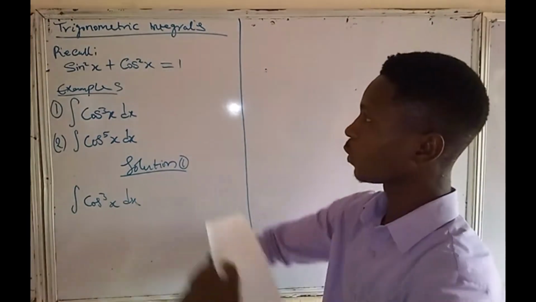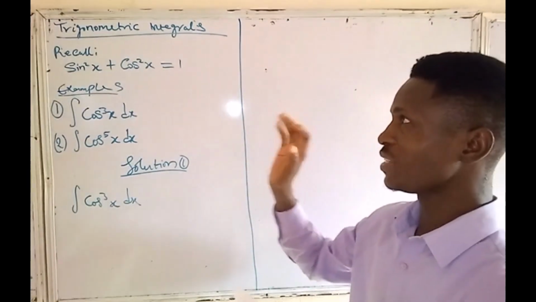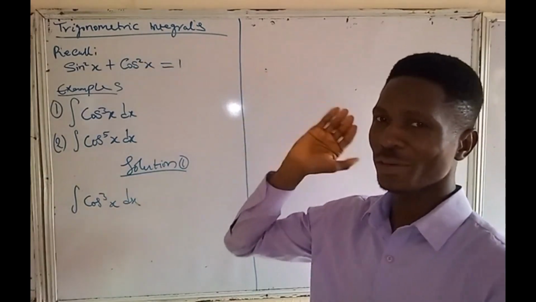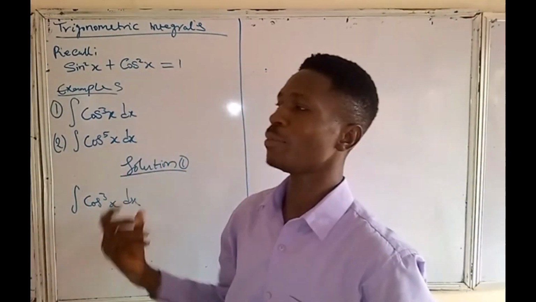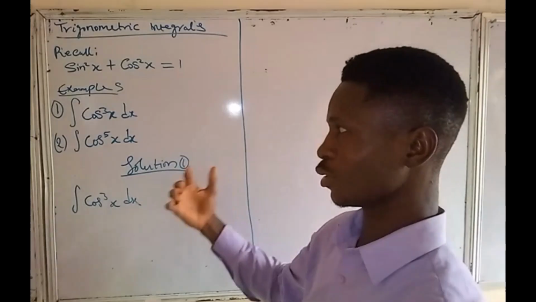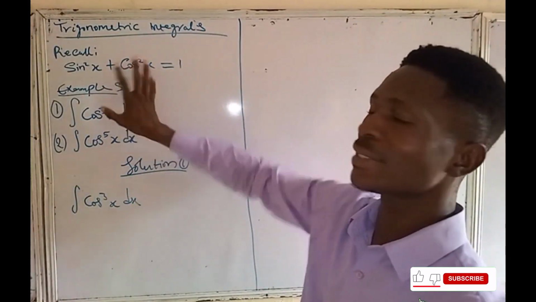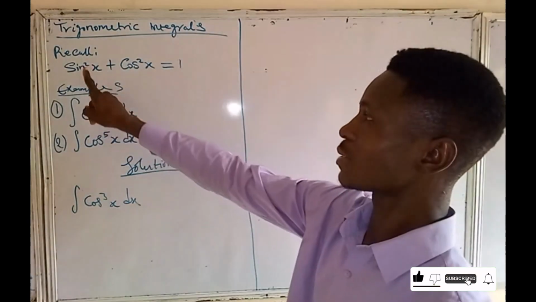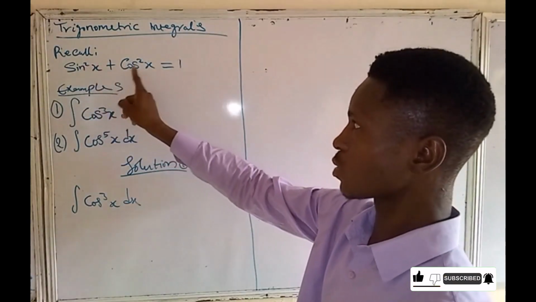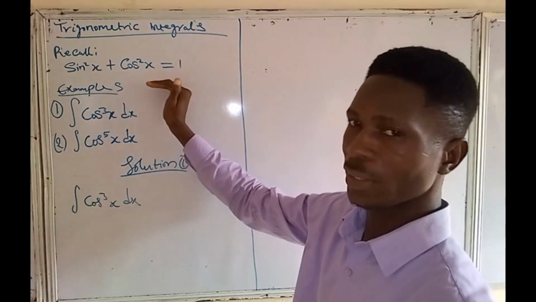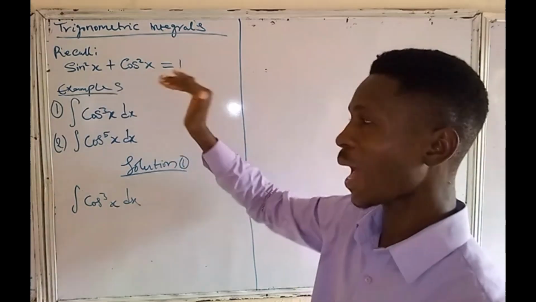It's Mr. Miracle again. Today we'll be dealing with trigonometric integrals. Now these are the basis for trigonometric substitution in integration. The first identity we are handling is sin²x plus cos²x equals 1. It is known in trigonometric identity.